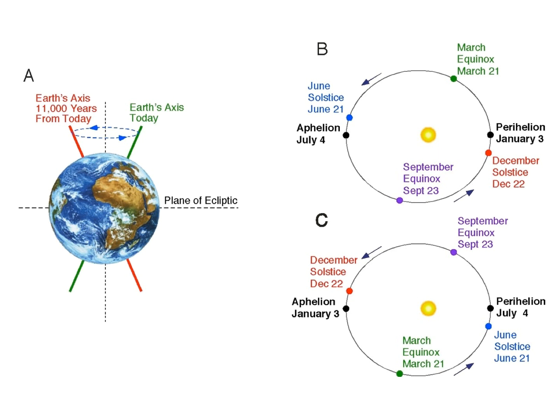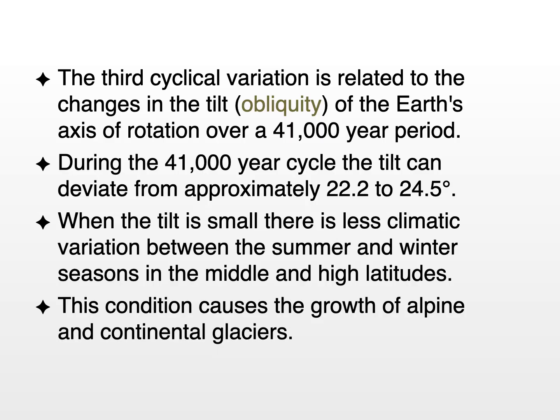And in the top graph, we can see the timing of these events 10,000 years ago compared to C, which is today. The third cyclic variation is related to changes in the tilt. The Earth's tilt can change between 22.2 and 24.5 degrees relative to the Sun and the plane of the ecliptic. Right now, it's in the middle at about 23.5.